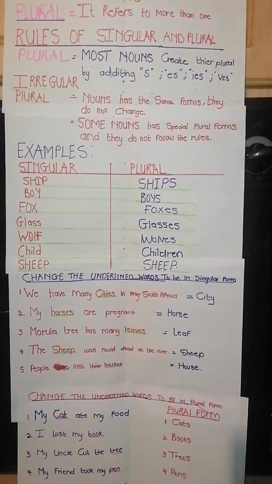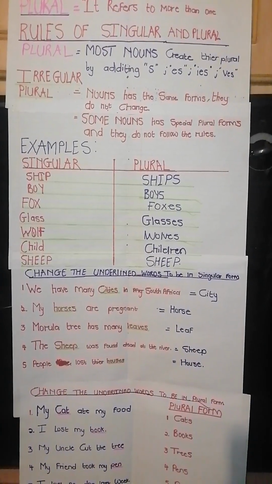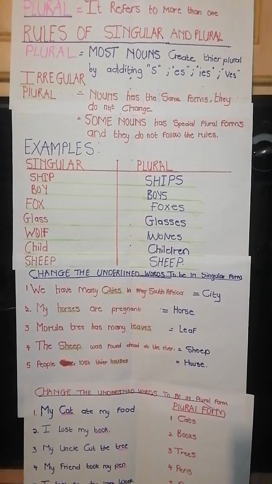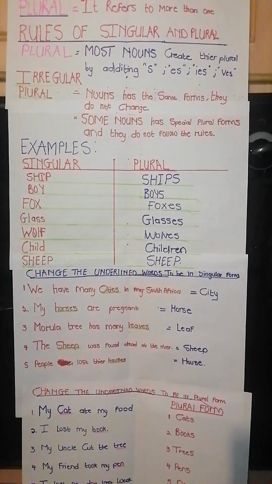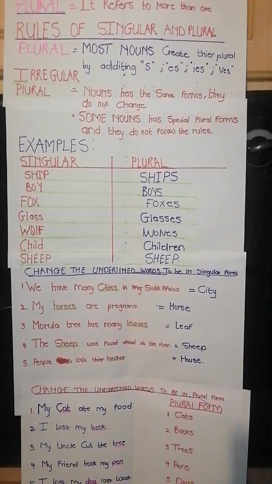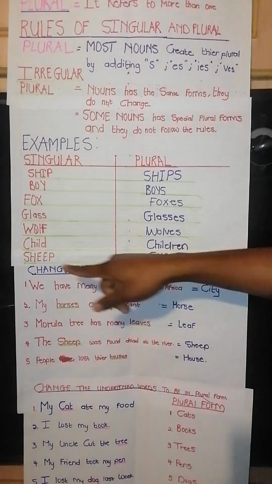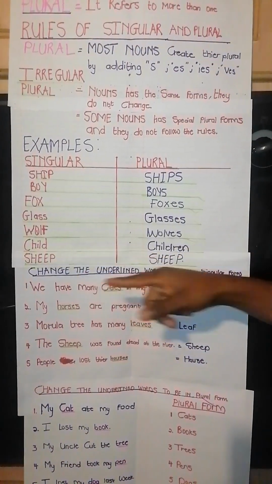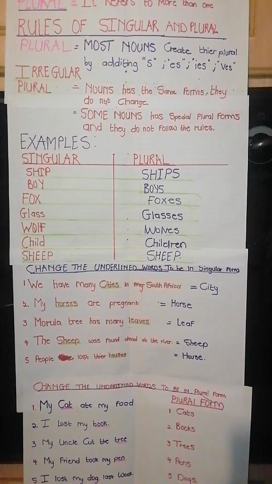Some nouns are what we call irregular plurals. Irregular plurals are nouns that have the same form. They do not change. We're talking about sheep. We can see that sheep does not change. It becomes the same thing.